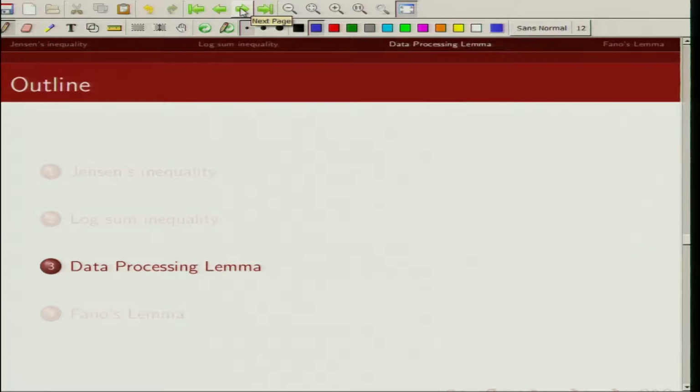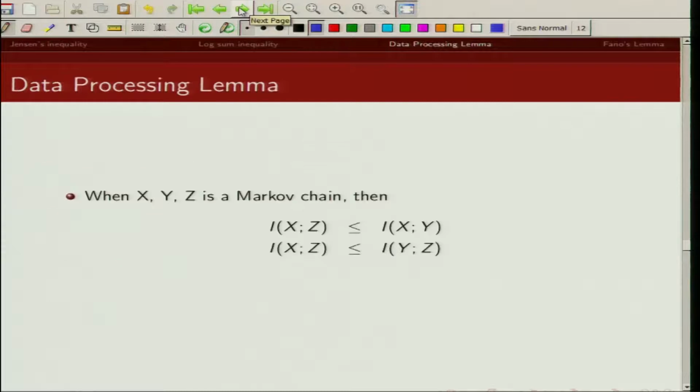Now let us state and prove what is known as the data processing lemma. The data processing lemma says that if we have random variables X, Y and Z, and if they form a Markov chain, then the mutual information between X and Z is less than the mutual information between X and Y, or the mutual information between X and Z is less than the mutual information between Y and Z.